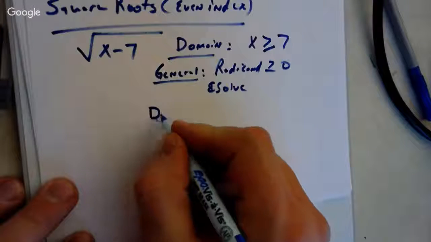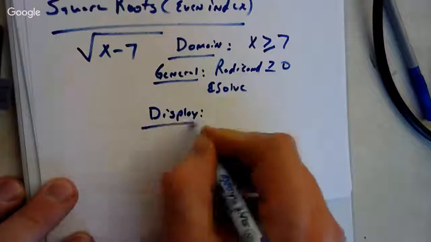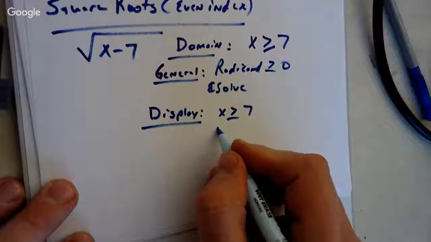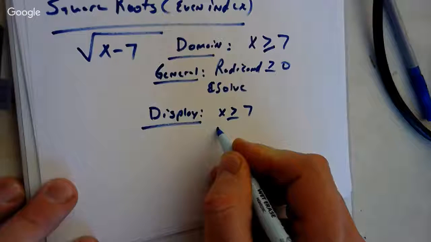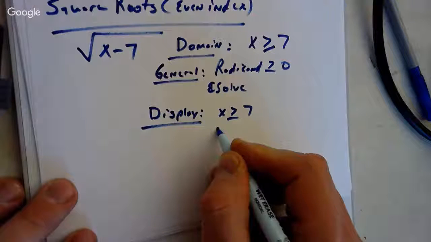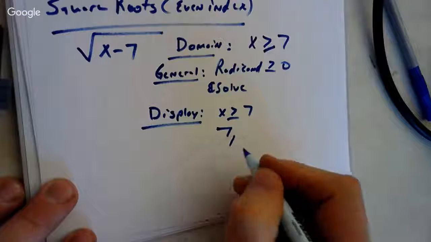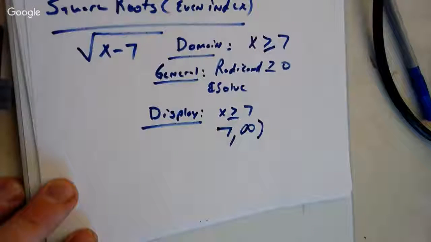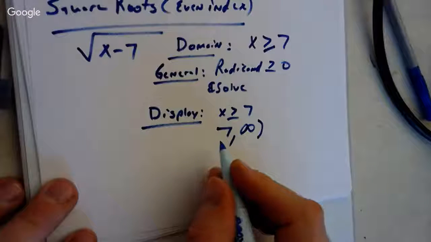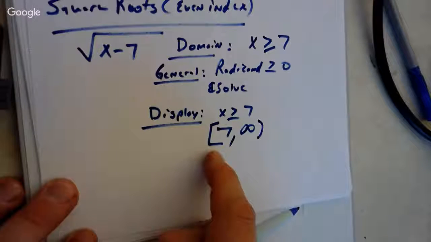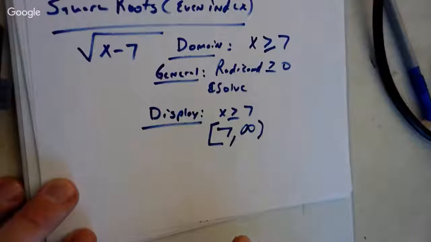How do we display our answer? Well, there's two ways. There's an inequality, or there's an interval, because the smallest number we could plug in is 7, and the largest number we could plug in is infinity. Infinity always gets a parenthesis because you can't actually plug in infinity. It's a journey, not a destination. What about 7? Can you actually plug in 7? Yes. So that gets a bracket. Bracket means you can actually use that number and get a solution. Parenthesis means everything up to that, but not including it.